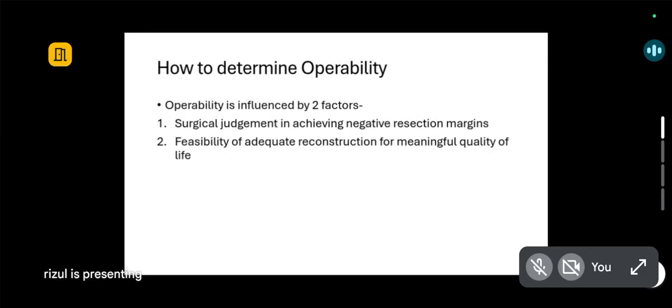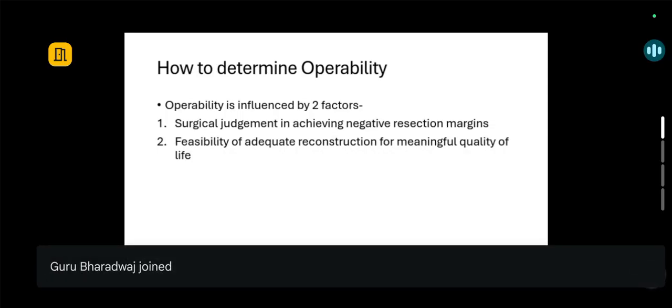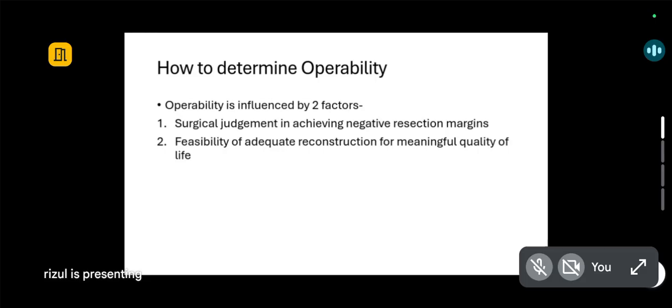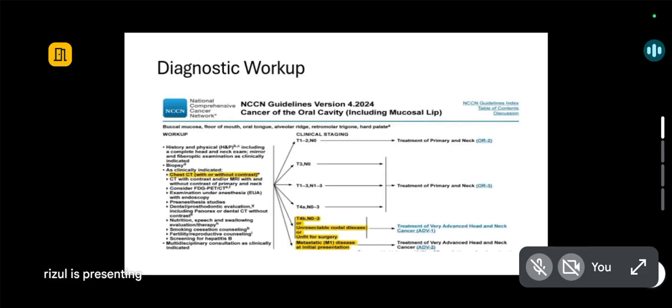Operability is mainly influenced by two factors. One is the surgical judgment of the surgeon, that is, to achieve negative resection margins, and second is the feasibility of adequate reconstruction for a meaningful quality of life. Now, in any management part, the first thing is a diagnostic workup.